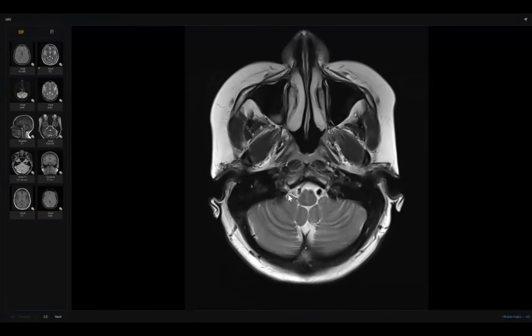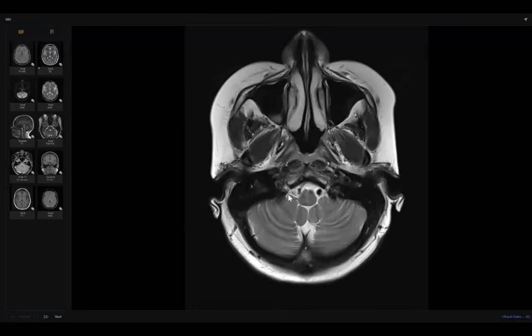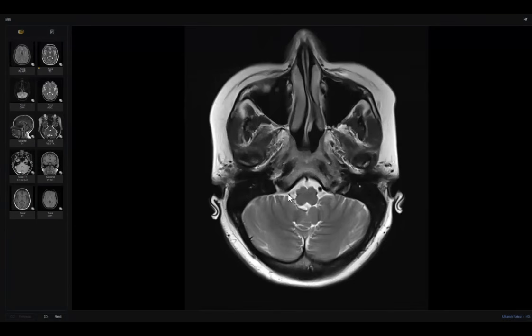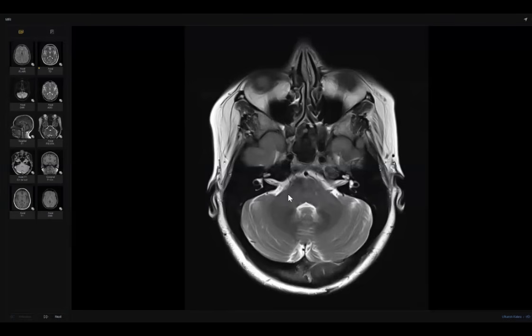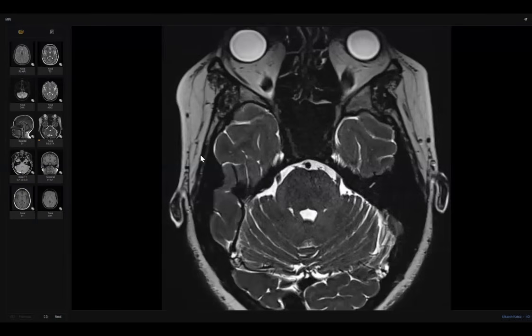Actually, I don't see any abnormality. Do you think this is the best sequence to assess the CP angle and the petrous bone, or should you use another sequence? I should use this T2 weighted sequence for assessment of the cranial nerves, the CISS sequence.